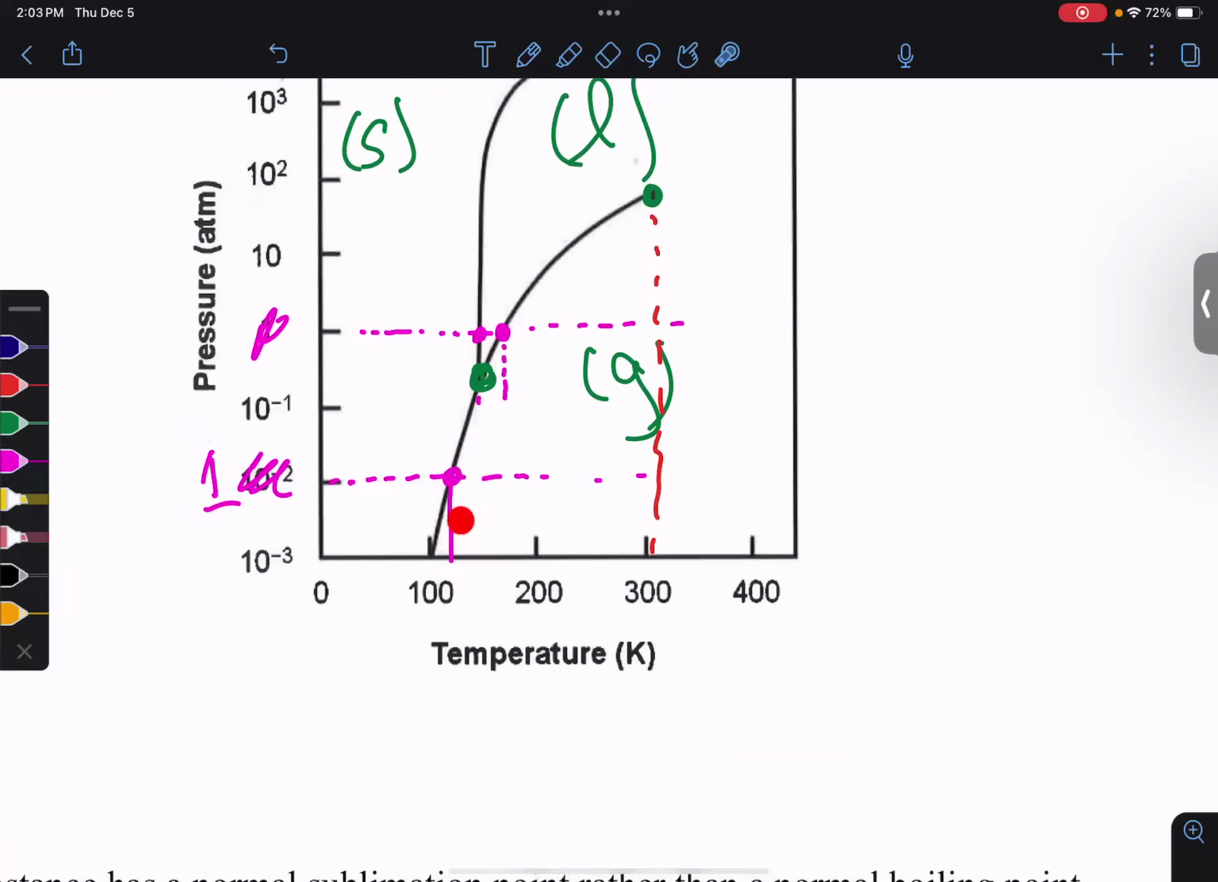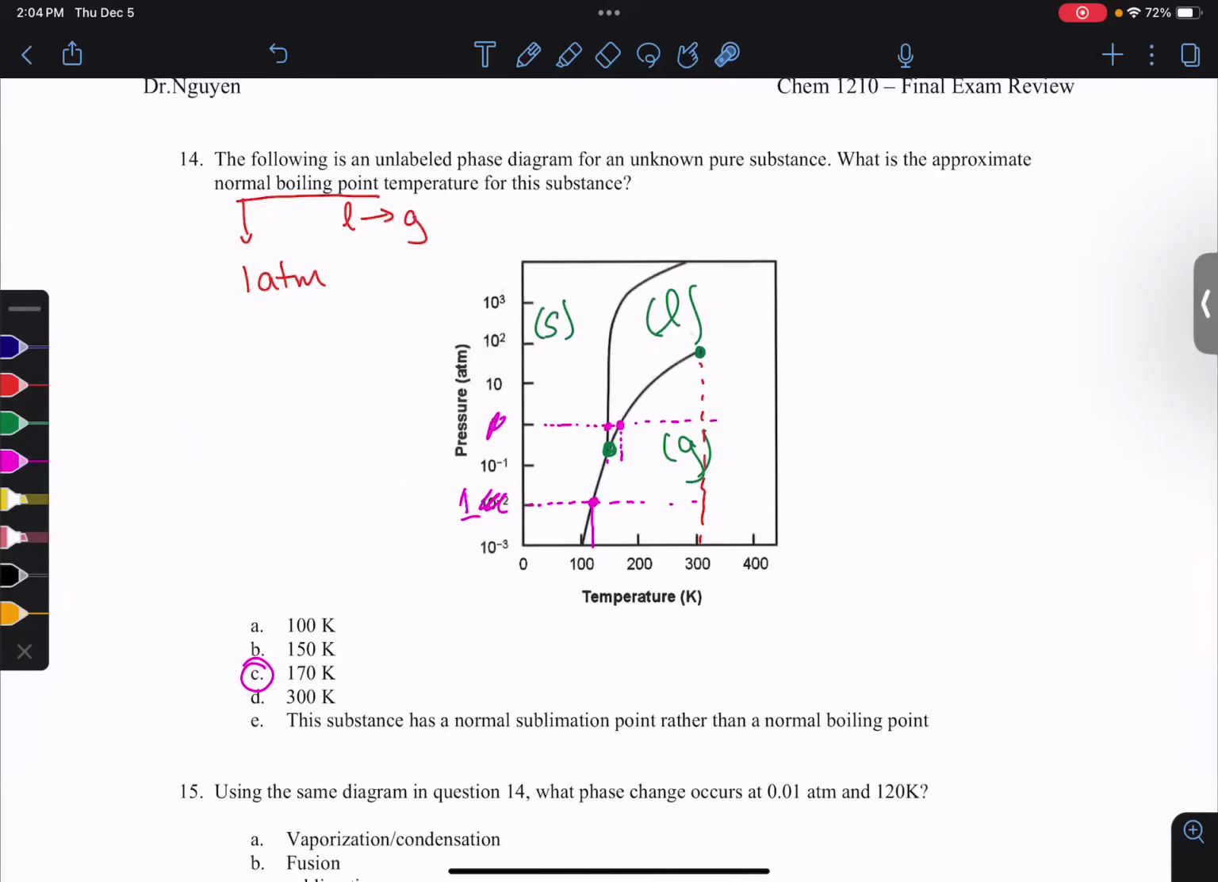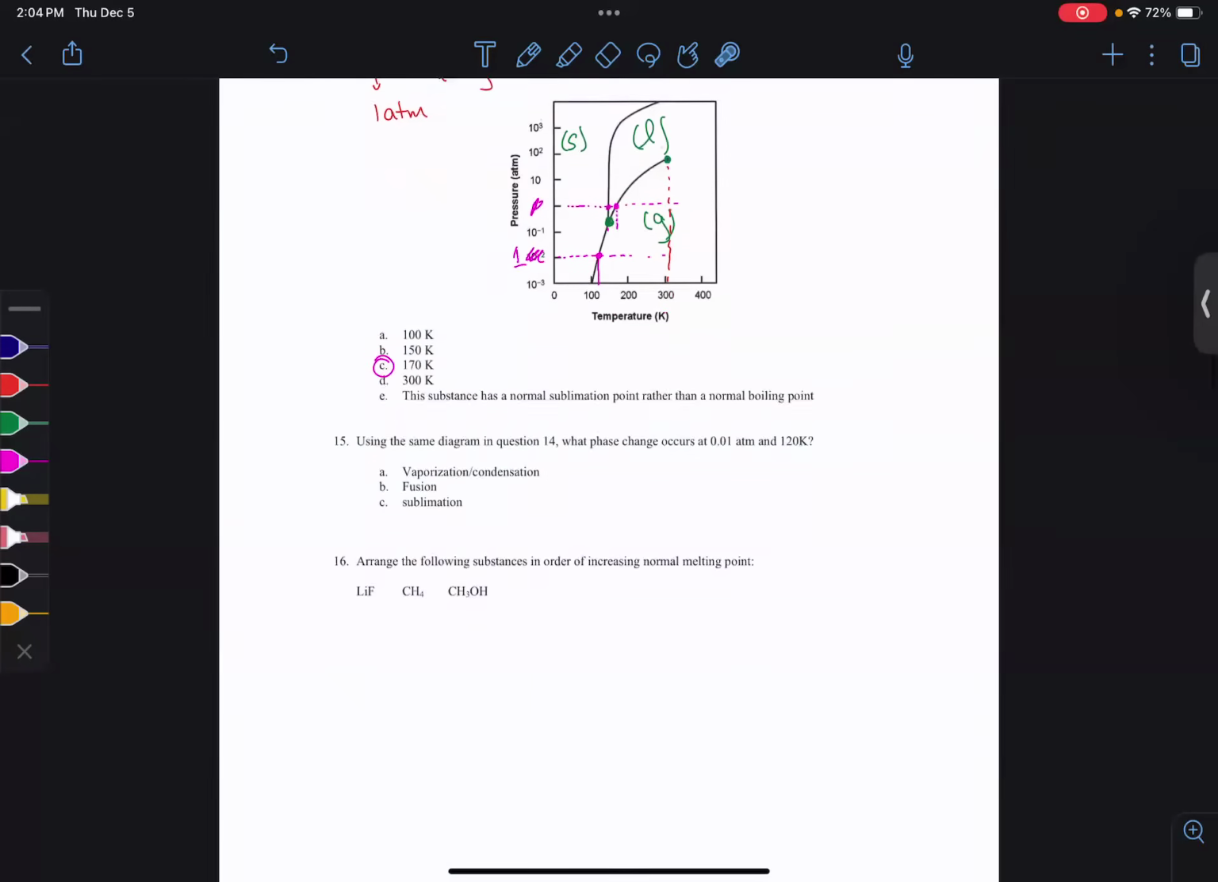An example of that would be CO2. We call that on the street dry ice. Dry ice doesn't melt, it just sublimes straight into a gas. That's why it's called dry ice. So that's solid CO2.